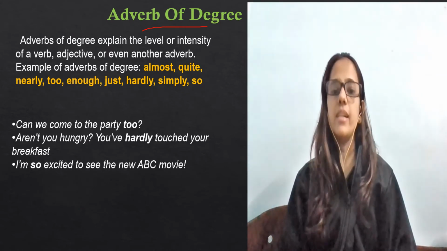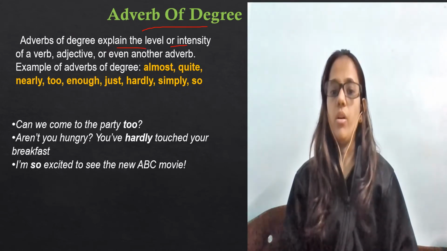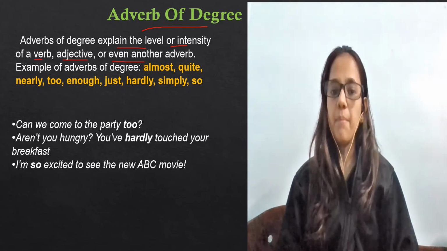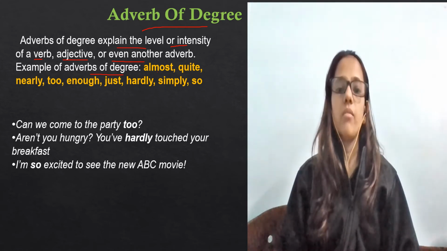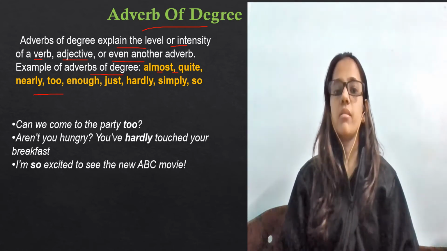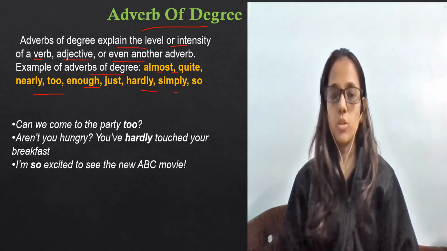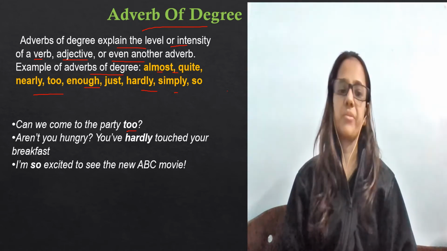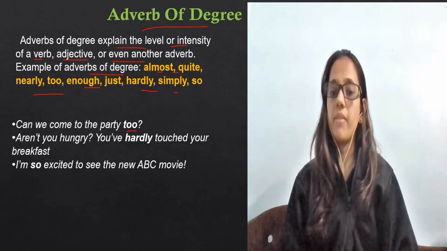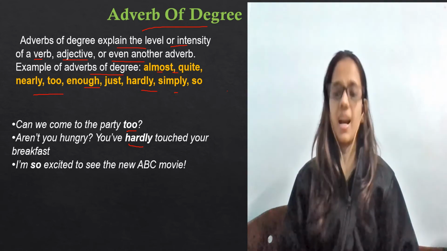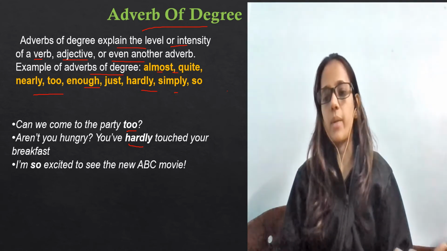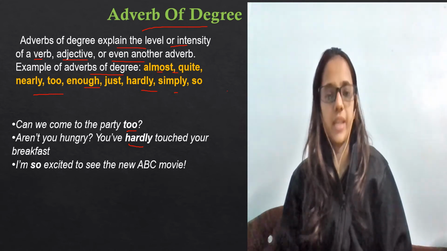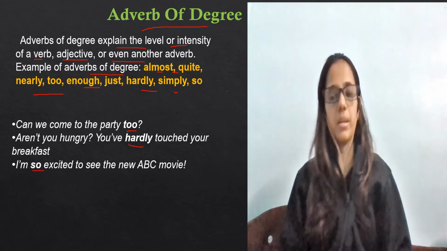Adverb of degree. It explains the level or intensity of a verb, adjective, or even another adverb. Examples of adverbs of degree are almost, quite, nearly, enough, just, hardly, simply, so. Example: Can we come to the party too? So too is what? Adverb of degree. Aren't you hungry? You have hardly touched your breakfast. Hardly मतलब मुश्किल से कुछ खाया है, so adverb of degree. I'm so excited, मतलब मेरी excitement की level high है. Adverb of degree. So excited to see the new ABC movie.